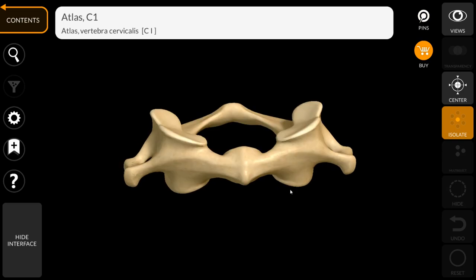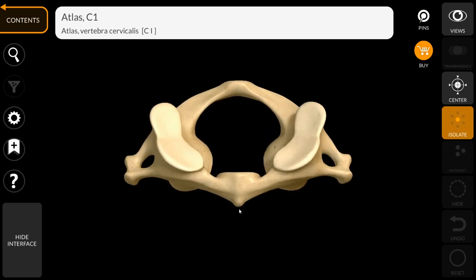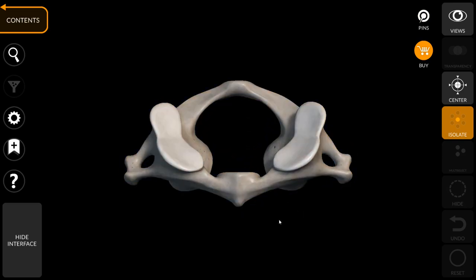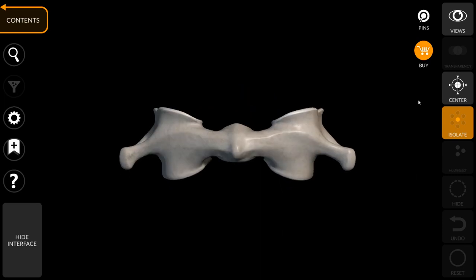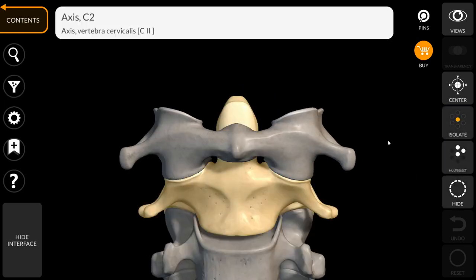The atlas is the vertebra that articulates with the skull at the occipital condyle. This surface right here is the superior articular surface that is on either side of this very large hole called the vertebral foramen. And then lateral to that is the transverse foramen. So all cervical vertebrae have three holes. There's two transverse foramen and one vertebral foramen.